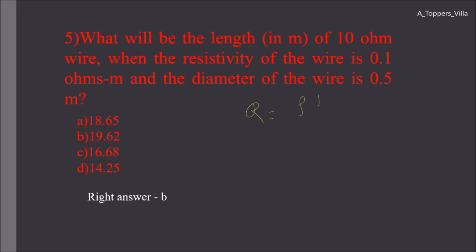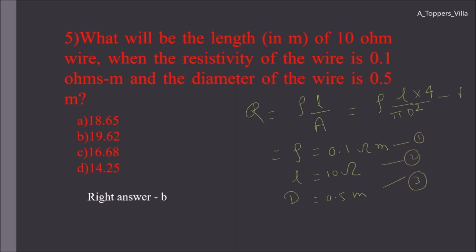R is equal to rho L by A. The resistivity rho is equal to 0.1 ohm meter, resistance equal to 10 ohm, and diameter equal to 0.5 meter. Then this formula we can write as R equal to rho L by pi d square by 4. So 4 will go up. Put all these three values in the equation.